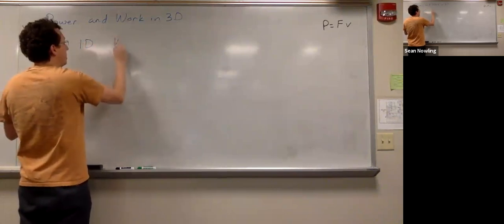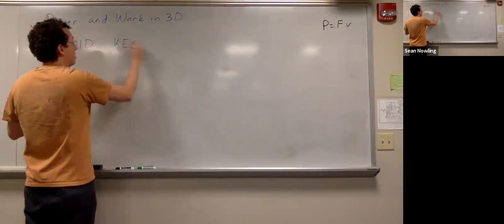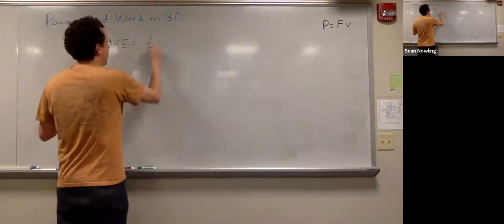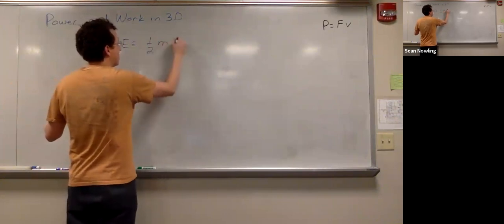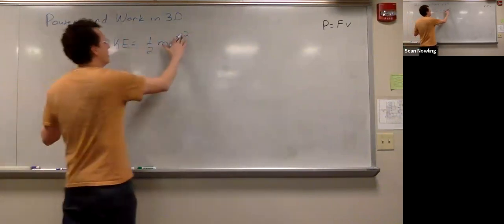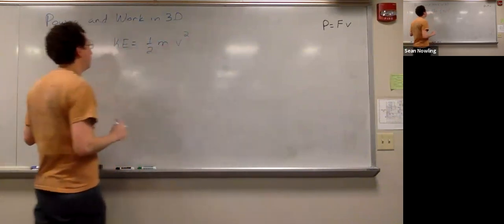Kinetic energy equals 1/2 the mass times the velocity squared. Sorry, I'm jumping the gun. 1/2 times the mass times the velocity squared.